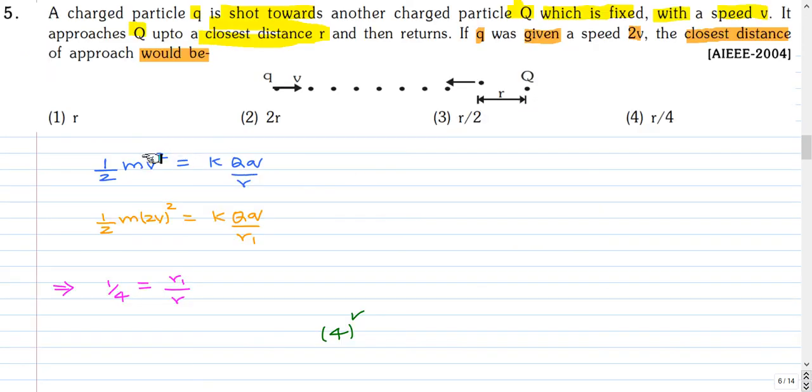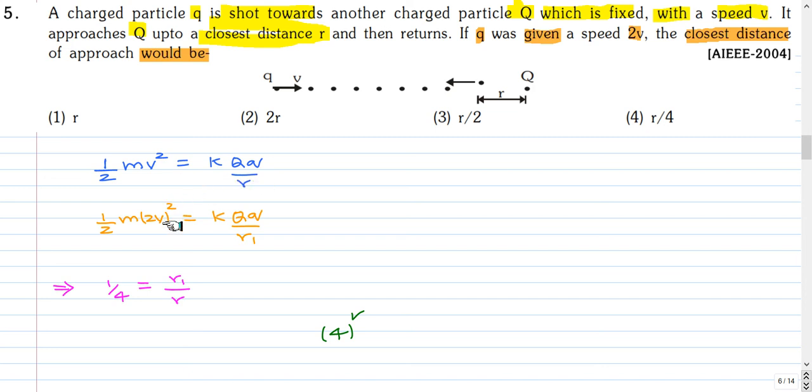So this problem can be solved by energy conservation. The loss in kinetic energy will go in increasing the electrostatic potential energy. In the first case, when it is projected with velocity v, the loss in kinetic energy is half m v square, and that goes into building the electrostatic potential energy, that is K times the product of the charges divided by the distance. r is the closest distance. At this closest distance the velocity becomes 0.